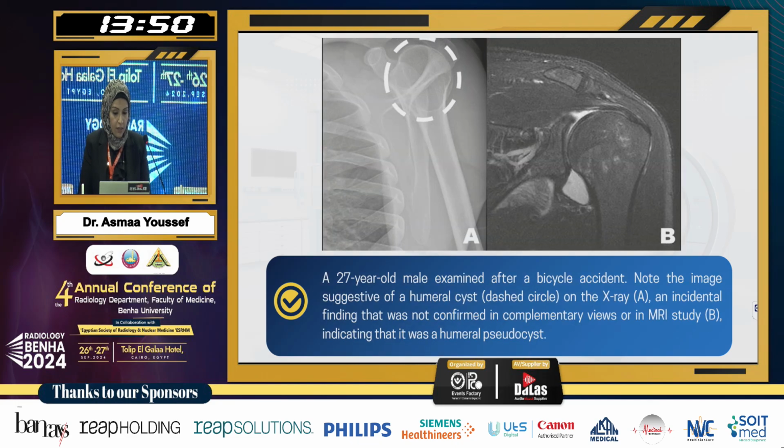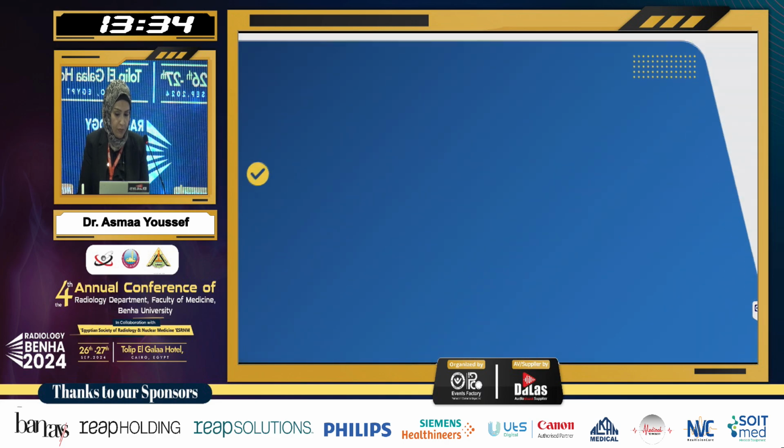As we see here, in this patient after a bicycle accident, this image is suggestive of a humeral cyst on X-ray, an incidental finding that wasn't confirmed in the complementary view or on the MRI study. As we see here, there is nothing indicating that it was a humeral pseudocyst.